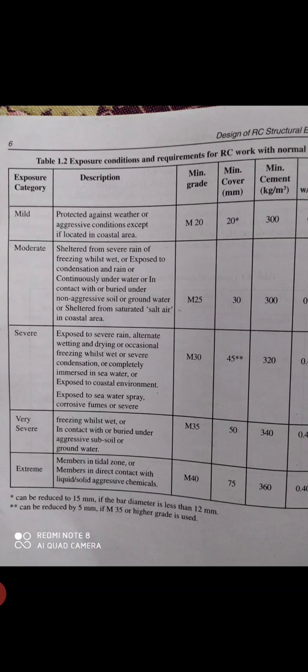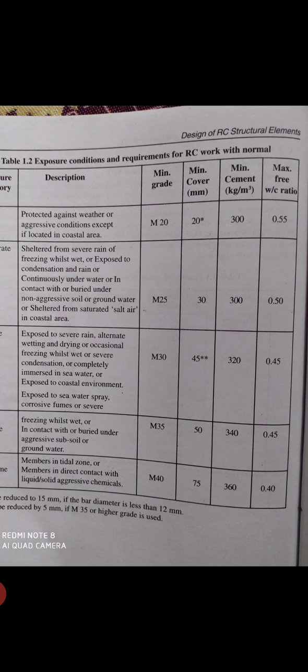In the description column, the first one is mild: protection against weather or aggressive conditions, except if located in a coastal area. So in that Karwar region, which is coming in a coastal area, the minimum grade we have to provide for this coastal area is M20 concrete. The minimum cover which is required for that concrete is 20 mm.